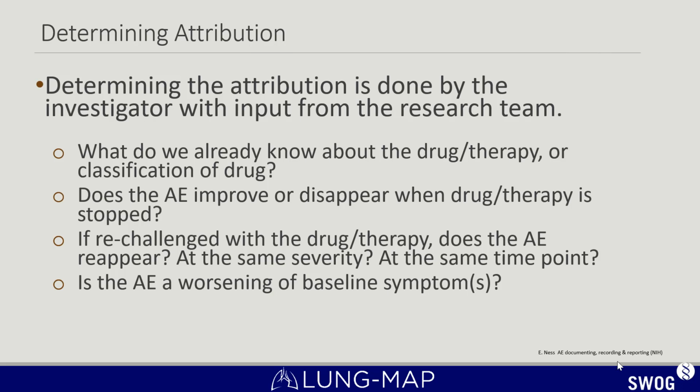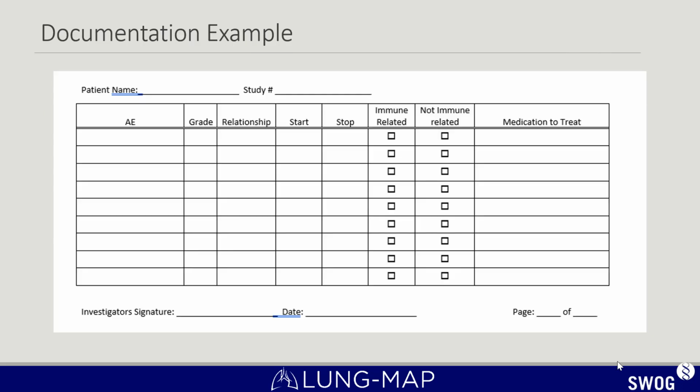And so what do you know about the drug or the classification of the drug? Does the AE improve or disappear when the drug is stopped? If they're re-challenged, do you get the same AE at the same severity at the same time point? Is it worse? The AE worsens at baseline symptoms. Is the AE a result of the existing cancer signs or symptoms? Is the AE a result of an underlying comorbidity or a concurrent medication? These are just some of the things you want to ask yourself about the attribution when you're talking about the AE.